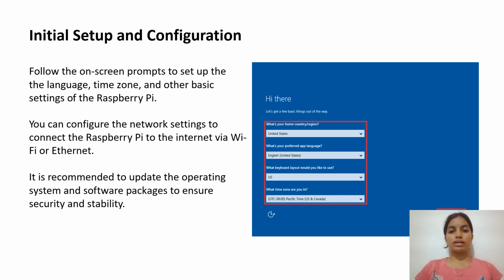Here it asks what's your home country region. So you have to select the region here. Then which language do you prefer? Here English is selected. And which keyboard layout would you like to choose? It is US, and we have to choose the time zone for it.